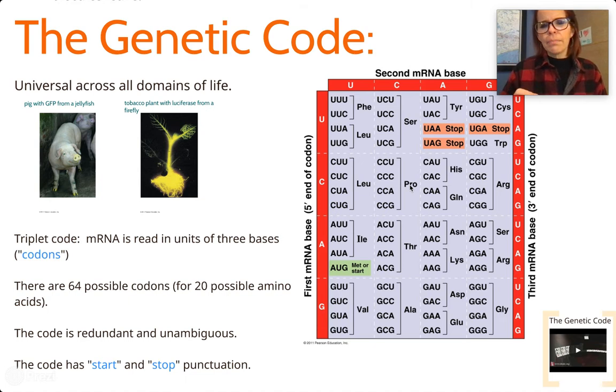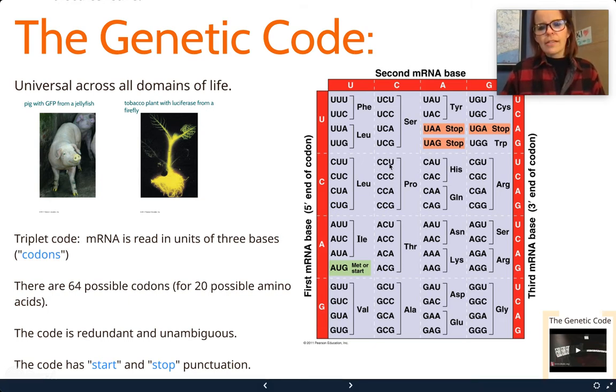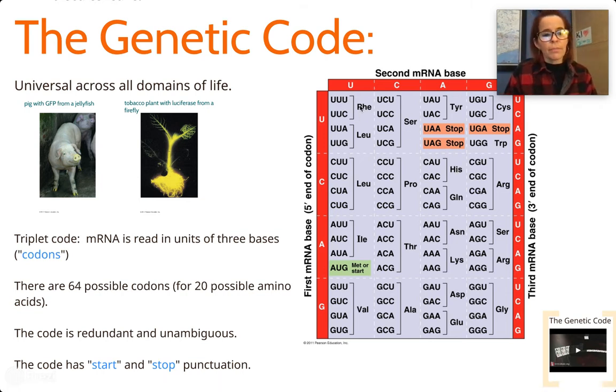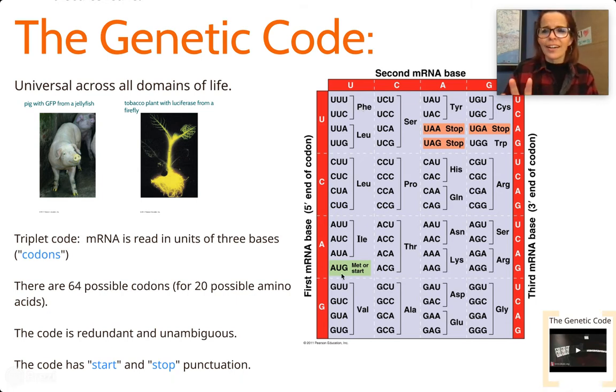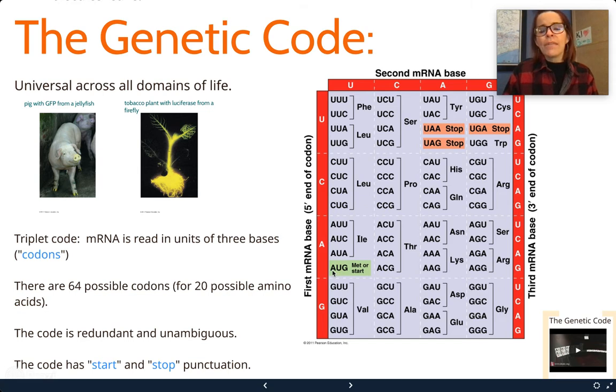However, it is unambiguous. CCU always means proline. CCU will never mean histidine or serine or phenylalanine. It always means proline, so it's very specific. And then the other thing to point out on this is that the codes here also include a start codon.